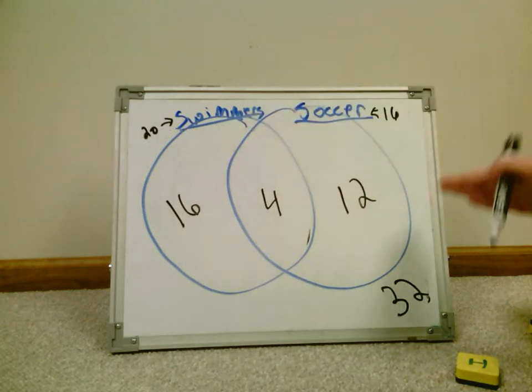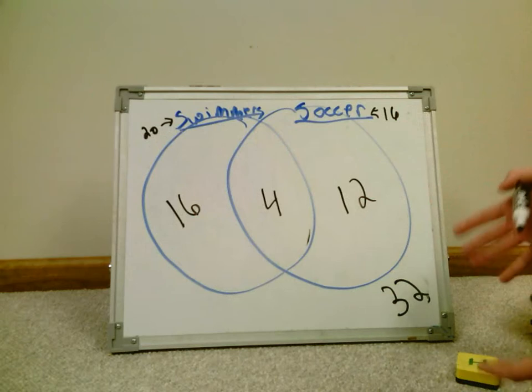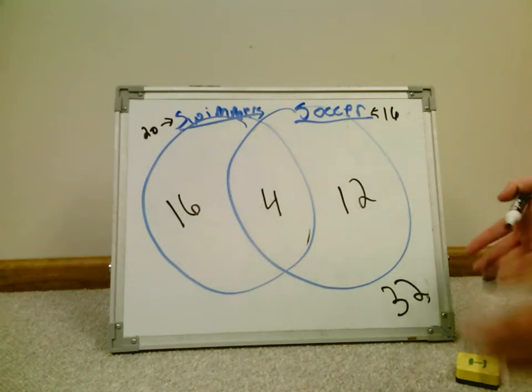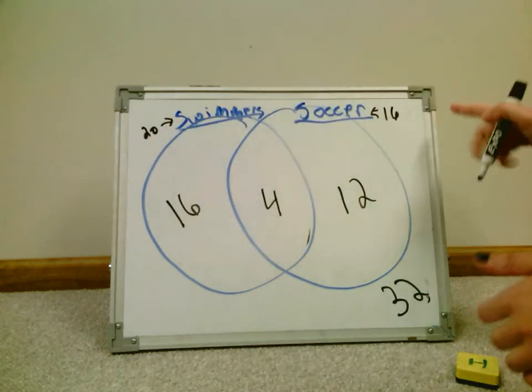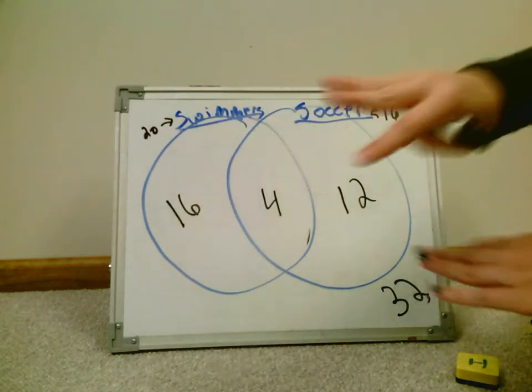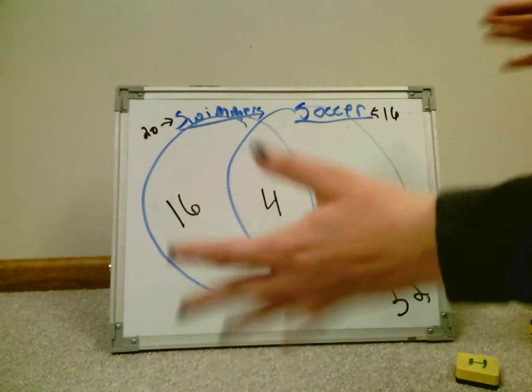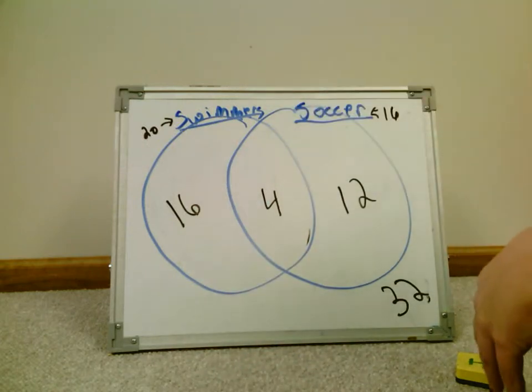So you have to be very careful with considering what your total amount is. How many people are we talking about here? Because it's not 20 plus 16. These two events are not completely separated. They overlap in some way, shape, or form.